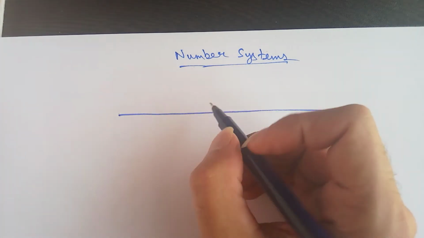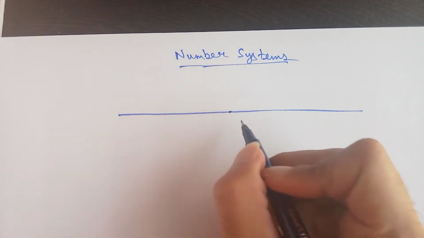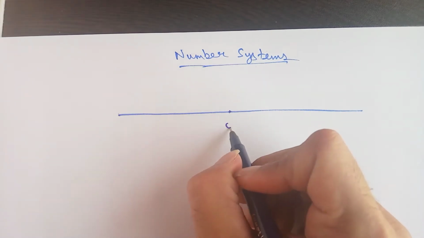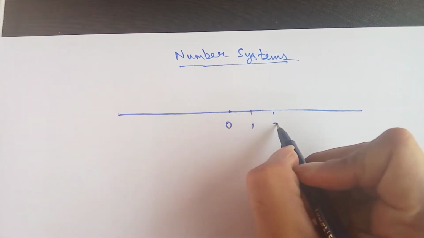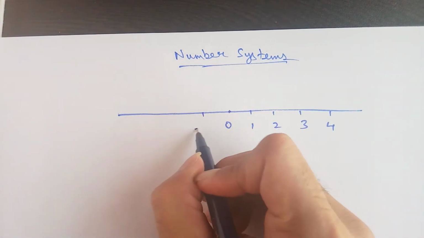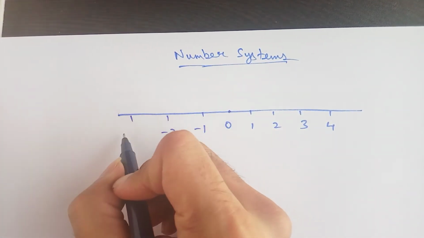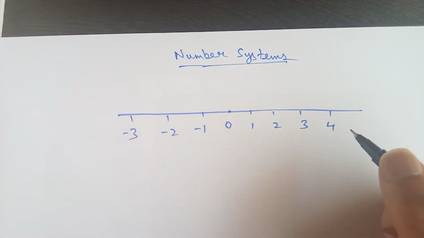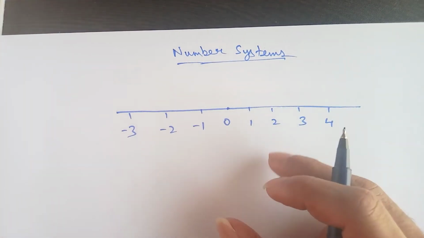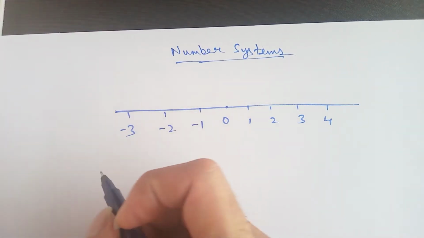This is our number line. Let me just write down some numbers here. Here it is 0, here it is 1, then 2, 3, 4, and so on. And here it is -1, -2, -3, and so on. I'll just note down some definitions here just to give you clarity about all those numbers.